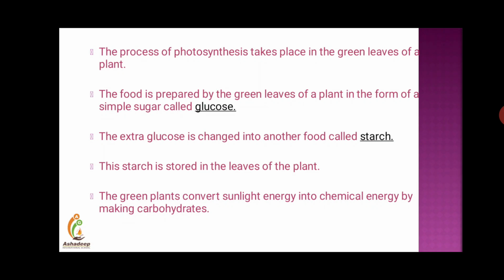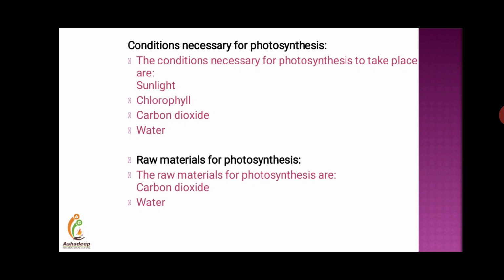Without the photosynthesis process, our life is not possible because all heterotrophic organisms directly and indirectly depend on autotrophs. In the absence of photosynthesis, life would be impossible on the earth. Raw materials like carbon dioxide and water.